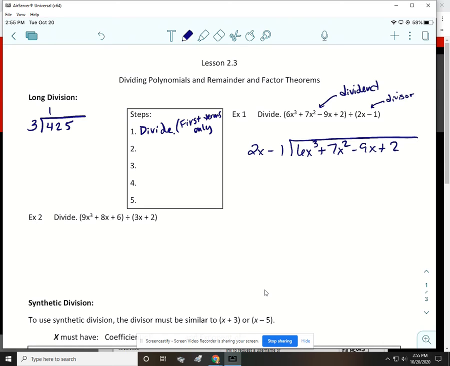All right, so this first step is to divide, and when we're doing polynomials, it's just the first term divided by the first term. So you can actually divide it, or you can ask yourself, what do you multiply 2x by to get 6x cubed? Either way, you're going to get 3x squared.